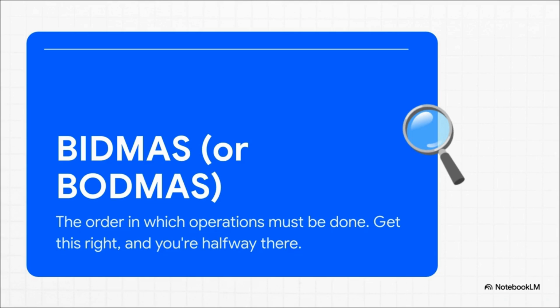It's basically a little word to help us remember the correct order of operations. Without it, you and I could look at the same sum and get two completely different answers. So think of it like the grammar of maths. It just makes sure we're all on the same page.